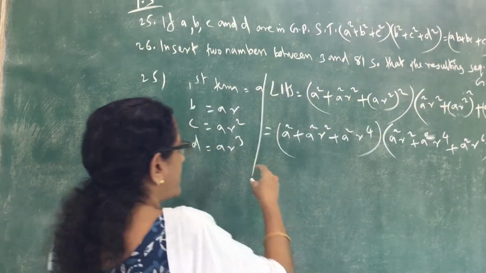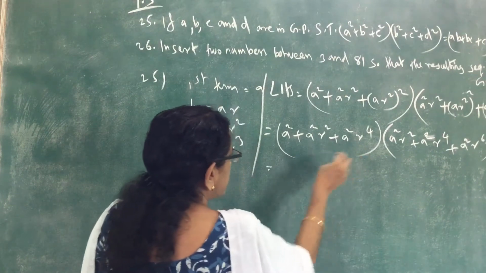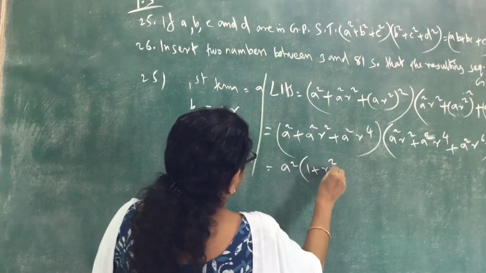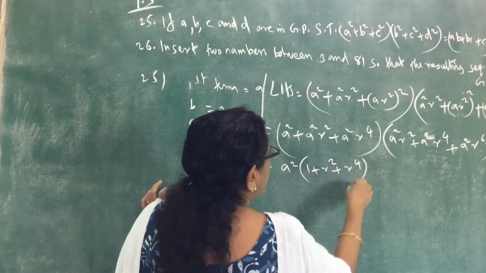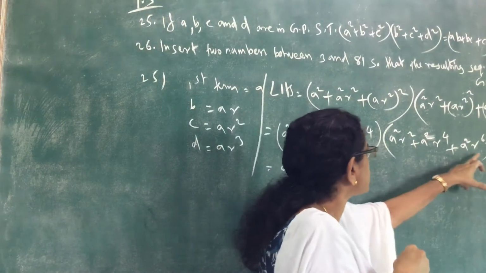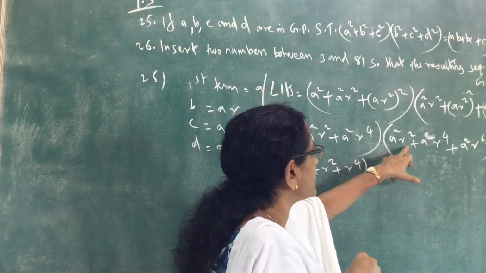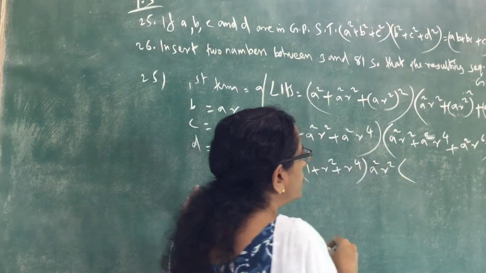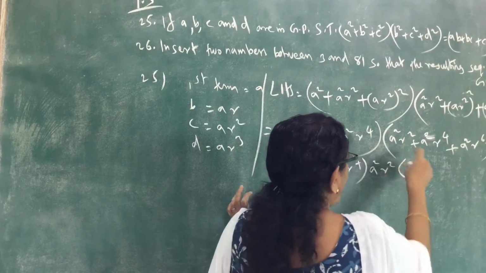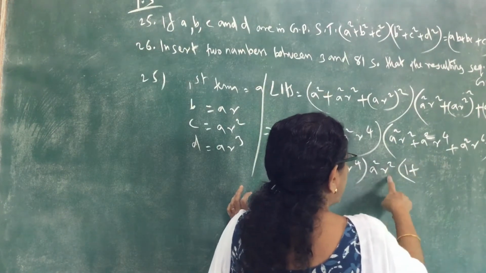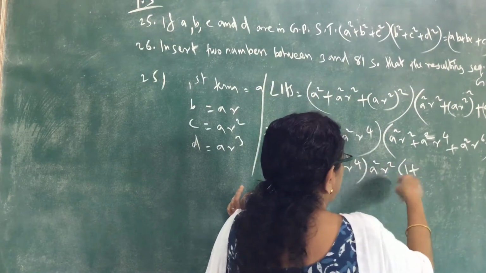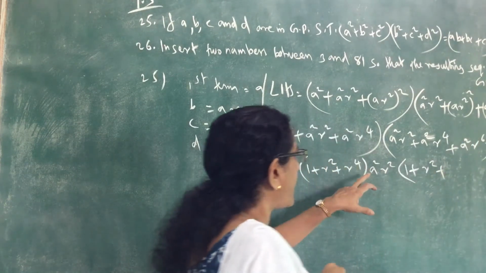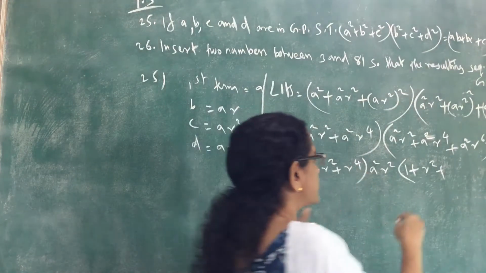Now we can take a common factor. What is common in these three terms? A square we can take common. So 1 plus R square plus R raised to 4 into, what is common in these terms? A square R square is common. So we can take that common. A square R square into 1, here A square R square common, so R raised to 4 by R square, plus A square R raised to 6 divided by A square R square, that is R raised to 4.